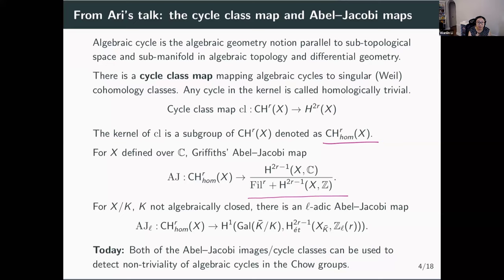And on the other hand, if I'm thinking about an algebraic variety in the more arithmetic setting, which is defined over a non-algebraically closed field, in étale cohomology, you can also derive an l-adic Abel-Jacobi map that maps a homologically trivial cycle to a Galois cohomology class. And both of these Abel-Jacobi images or cycle classes, of course, can be used to detect non-triviality of algebraic cycles. So the point is, these Abel-Jacobi maps, of course, can have non-trivial kernels, right? But if the Abel-Jacobi image is non-trivial, it can be used to detect that my cycle was non-trivial. And this is what I want to discuss today.